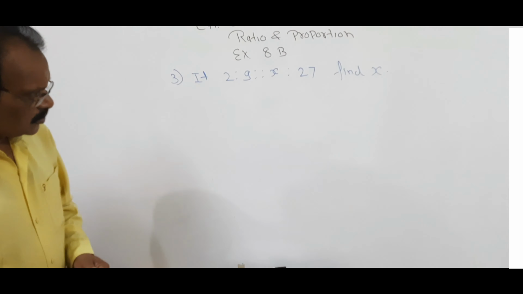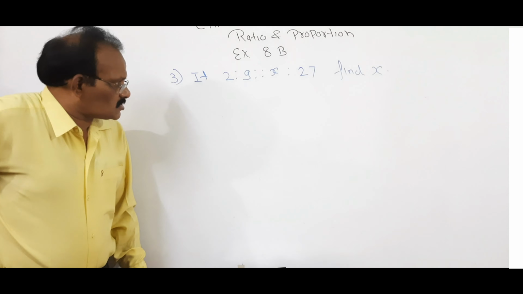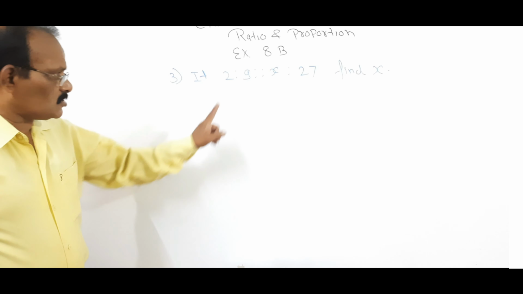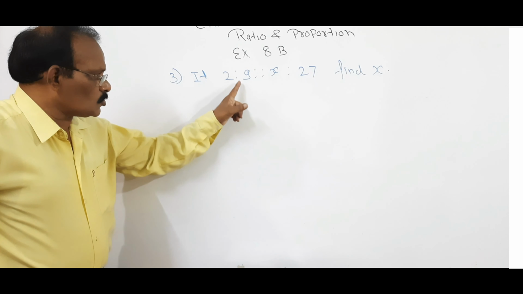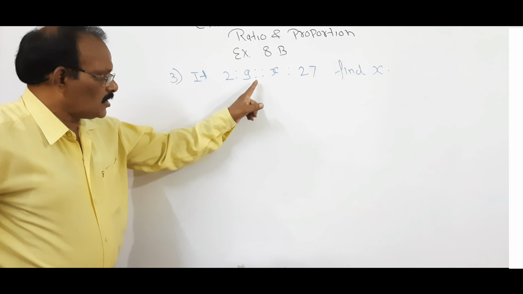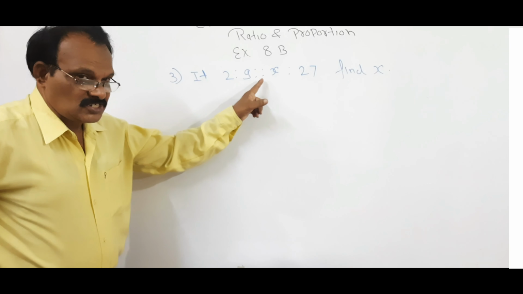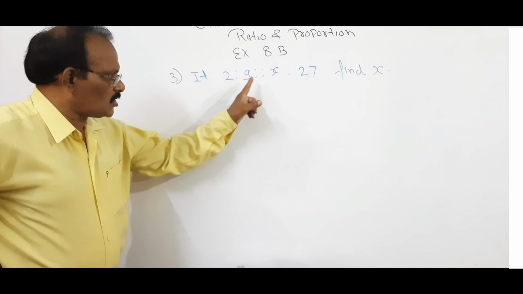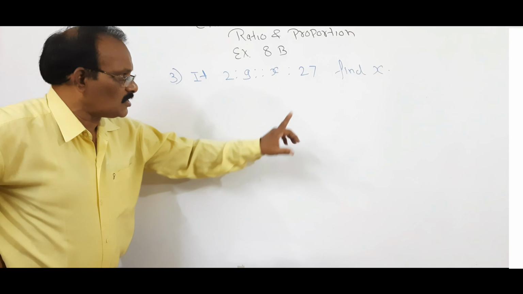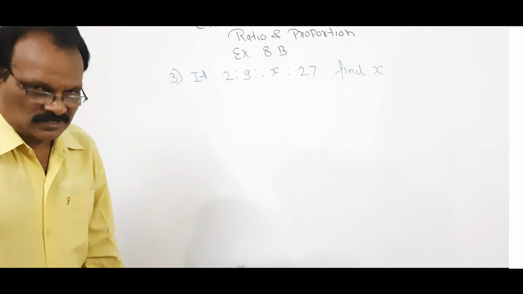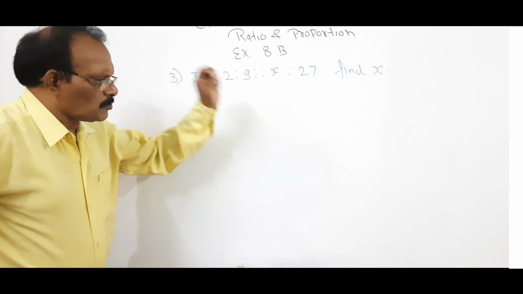Next question, question number 3. 2 is to 9 is proportional to x is to 27, where the dots mean 'is to' and these are proportionality signs. We have to find the value of x. That means they are in proportion.